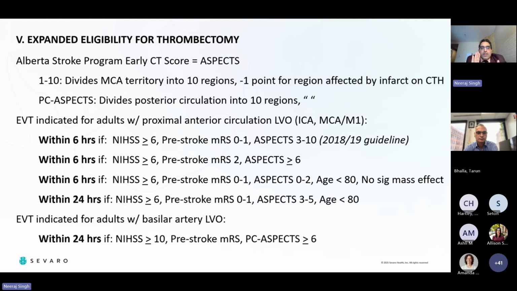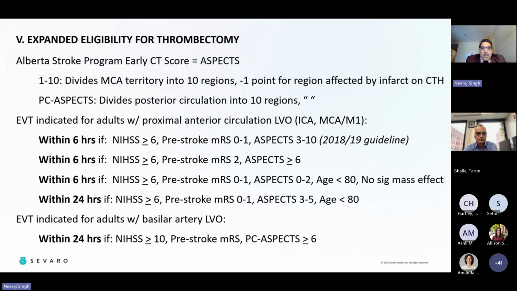That means there's clearly, by exam and by evaluation of the scan, a large area in the anterior circulation affected. What the current guidelines say is that there are other possibilities, other pathways to determine if you're eligible. So it's still indicated within 6 hours of last seen normal.